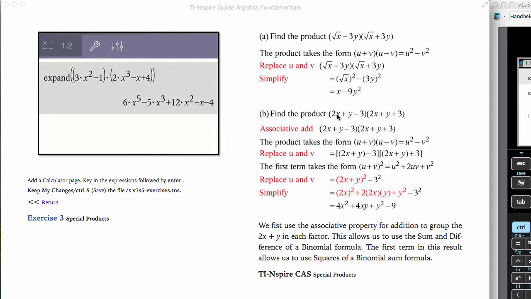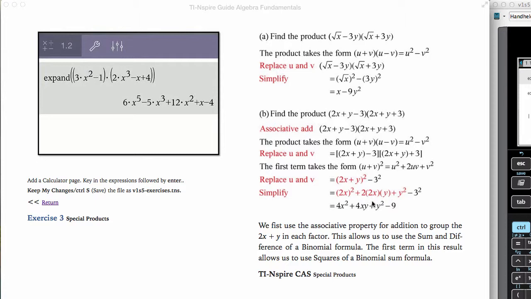So the other way to work this problem would be to take the first times all 3, the second times all 3, and the third times all 3, and then combine things. But if we happen to see that it's a special case, this makes it a little bit easier. Then using our special case formula, we have the first one squared, we have the last one squared, and then we have double the product of these two, plus we have the last 3 squared.